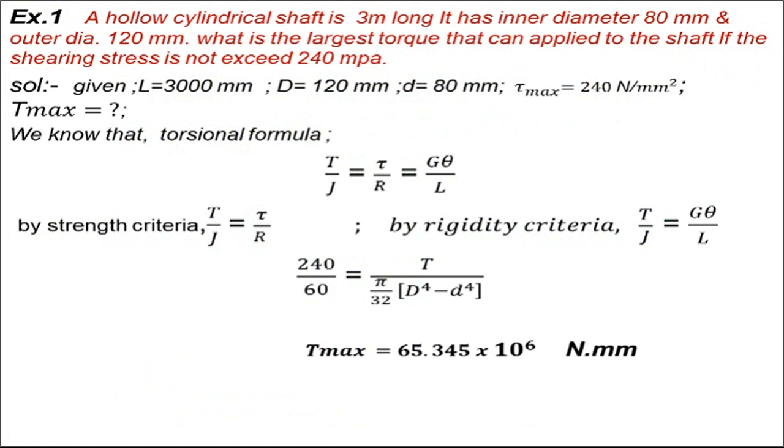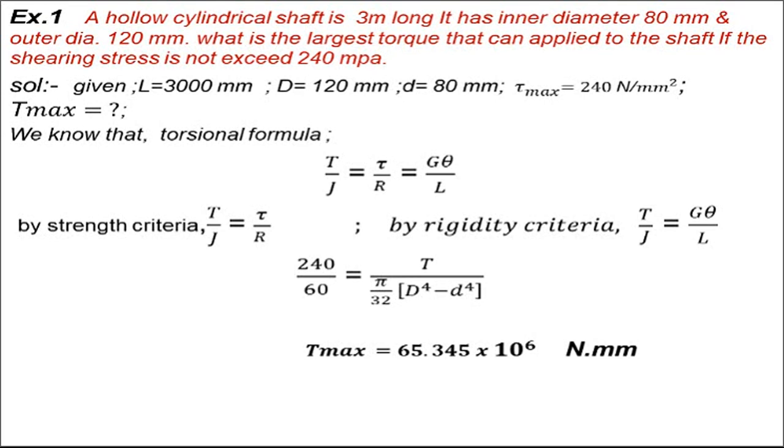I will first read the problem. A hollow cylindrical shaft is 3 meter long. It has inner diameter 80 mm and outer diameter 120 mm. What is the largest torque that can be applied to the shaft if the shearing stress does not exceed 240 MPa? So this is the problem given. The length of the hollow cylindrical shaft is given as 3 meter. First convert that 3 meter into mm, multiply by 1000, we get 3000 mm as the length of the hollow cylindrical shaft.